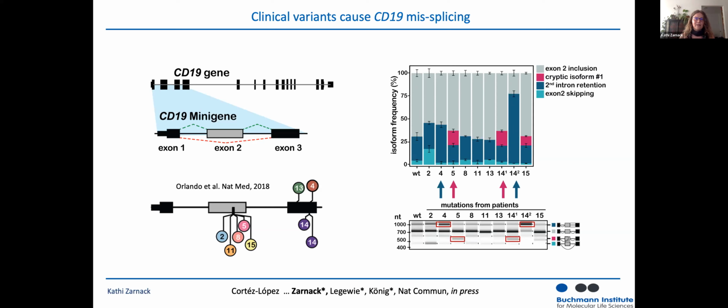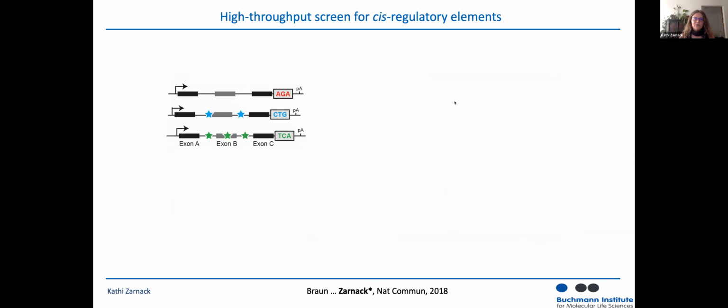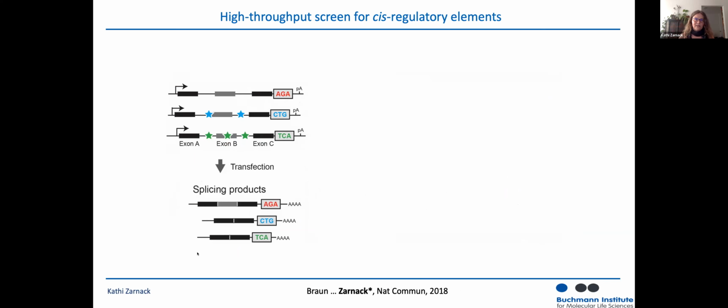And to systematically map these mutations, we made use of a high throughput screen, which we developed already in 2018, which allows us to measure the impact of mutations on splicing in a high throughput manner. So the idea is that rather than introducing targeted mutations, we take our mini gene and do a random mutagenesis. So we obtain different sets of mutations in this library of different mini genes. And this is then transfected as a pool into human cells where the mini genes will be transcribed and spliced, and you get all the different splicing products.